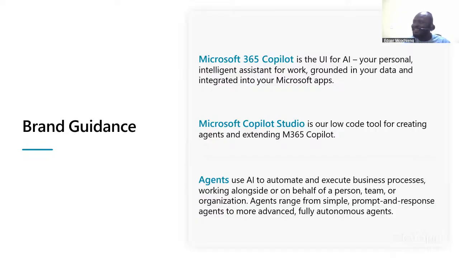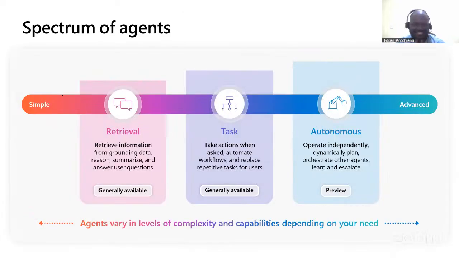Now, let's get into details. So for the next slide, we are going to talk about the spectrum of agents. You can create an agent from a simple agent to an advanced agent. So a simple agent is like a retrieval agent. So what is a retrieval agent? A retrieval agent is an agent that can go to your data source. Like let's say I have a library of documents.